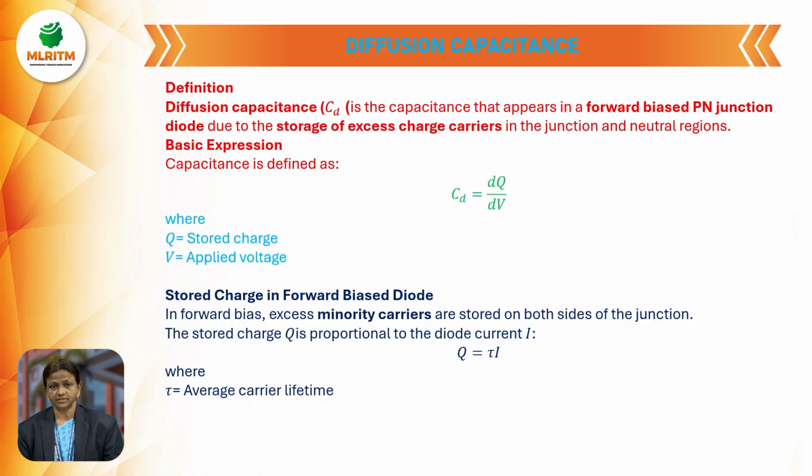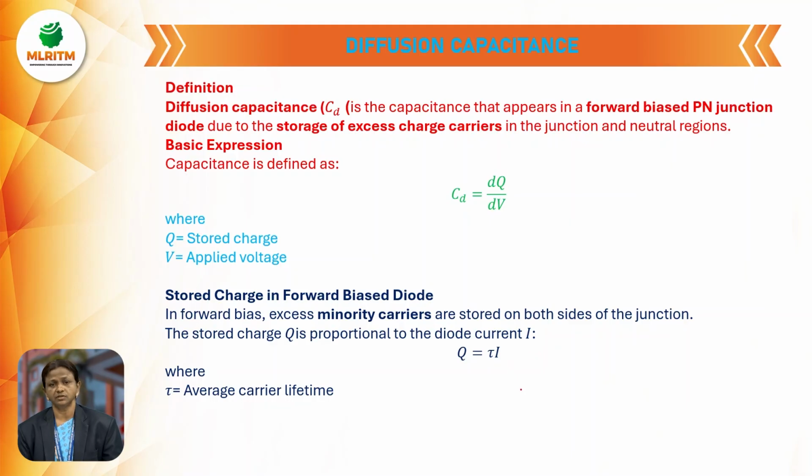So what is the definition of the CD? Diffusion capacitance is nothing but dq by dV. So here again charge q is nothing but q equal to tau into I. I is nothing but current passing through the diode. Tau is nothing but carrier lifetime.